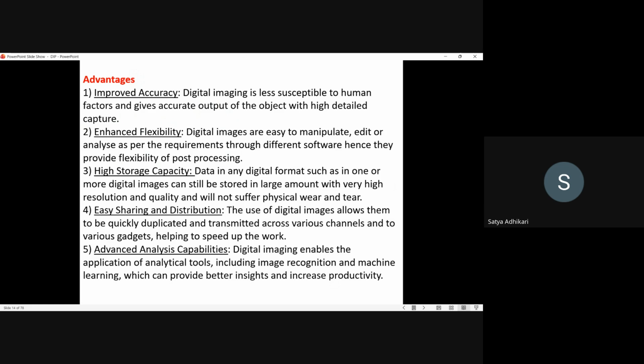Easy sharing and distribution. The use of digital images allows them to be quickly duplicated or transmitted across various channels and to various gadgets. So the digital image is easily transmittable. You can send digital images easily. Advanced analysis capability. Digital imaging enables the application of analytical tools including image recognition and machine learning, which can provide better insight and increase productivity. That is why we need to convert the analog to digital one.